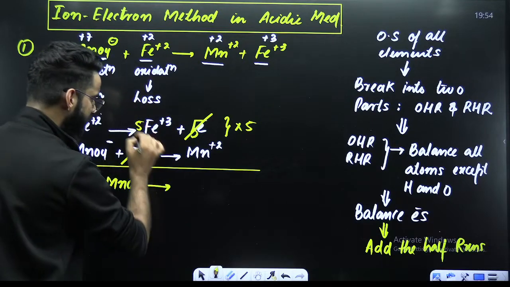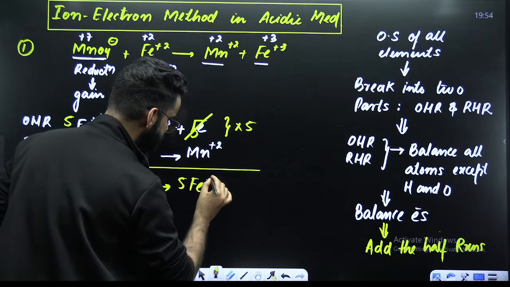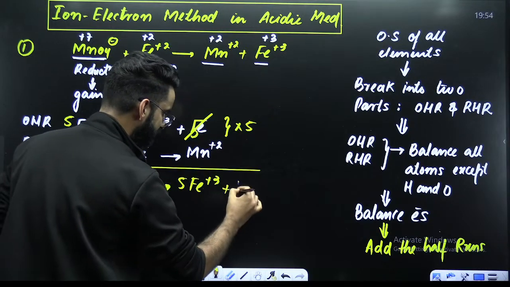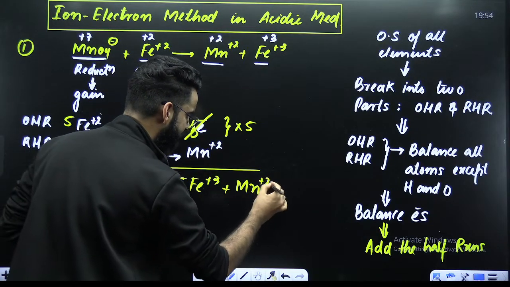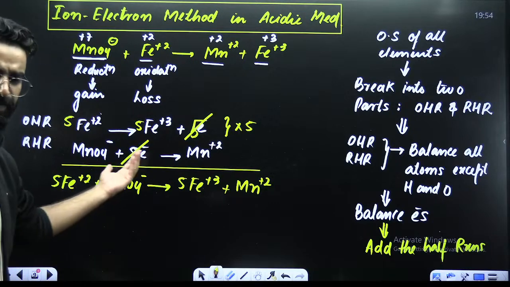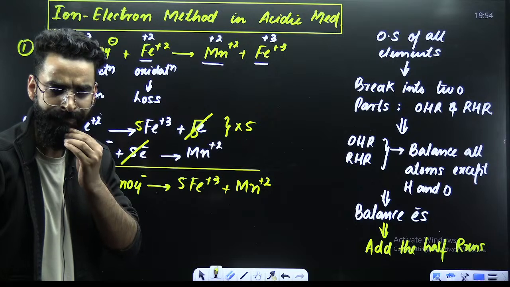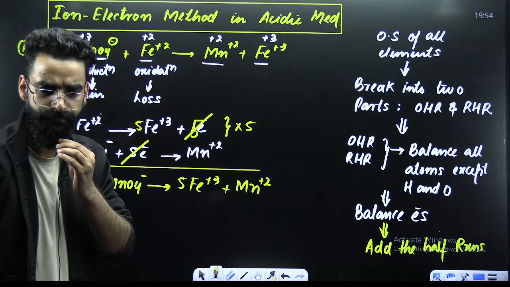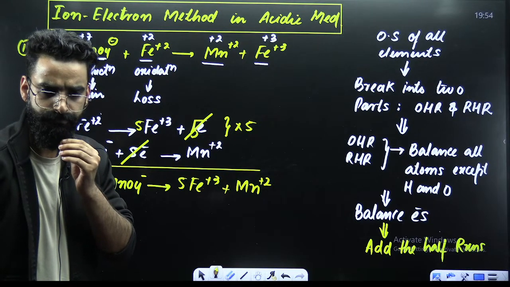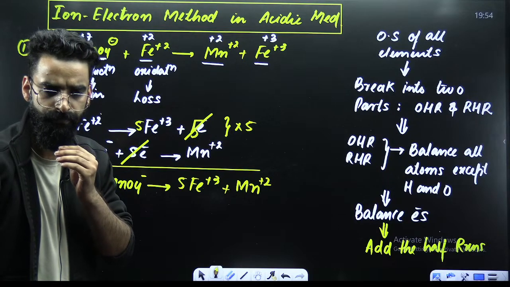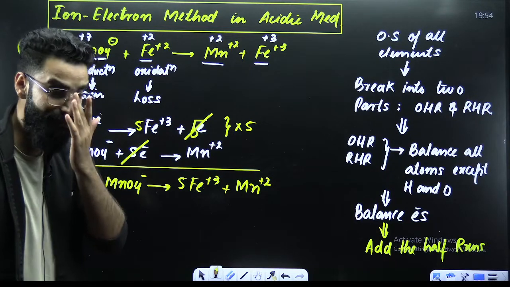It gives what? It gives 5 times Fe3+ plus what? Plus this Mn2+. So you have added these two reactions. Left side part added separately, right side part added separately. Right? Right, people? Clear till here?